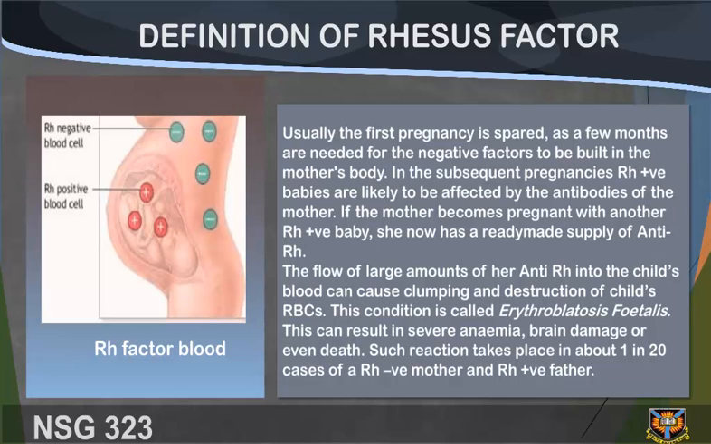This condition is called erythroblastosis foetalis. This can result in severe anemia, brain damage, or even death. Such a reaction takes place in about 1 in 20 cases of an Rh negative mother and Rh positive father.